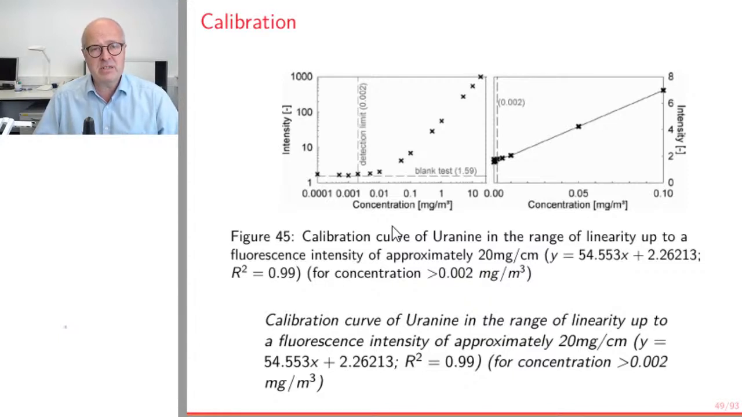There can be several reasons. Pollution, uranine or fluorescein is actually used in some products, cleaning products, to make them look fresh like lemon. So in some cleaning products we have traces of uranine, which gives them a yellowish color, a bright yellow color, which is associated with freshness for some reason.